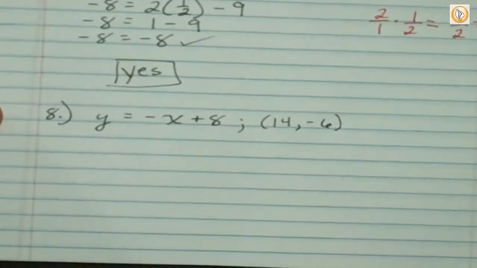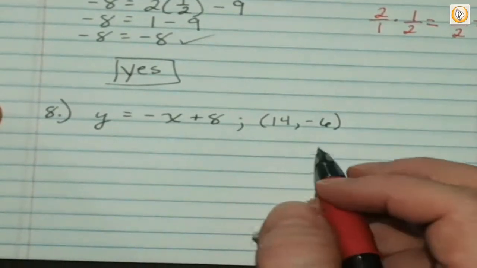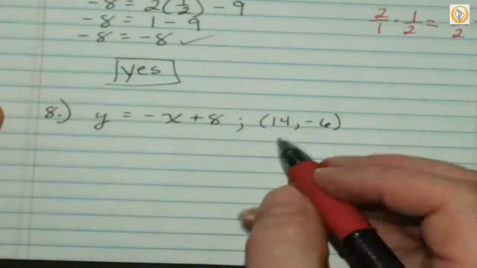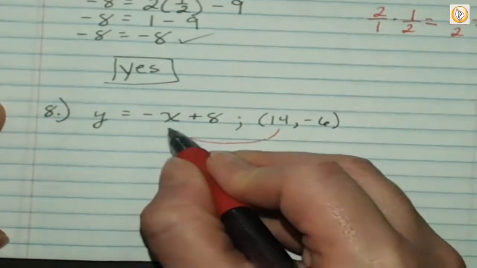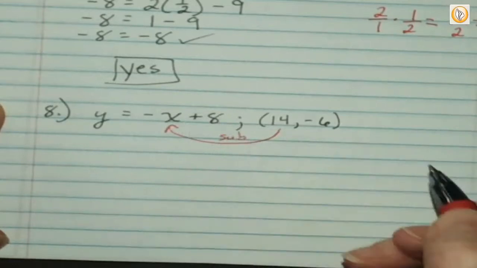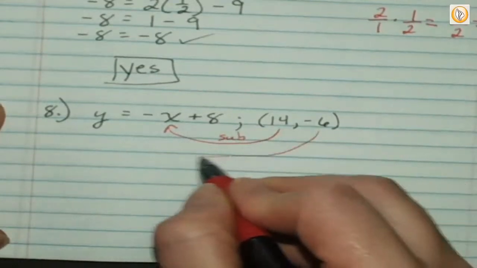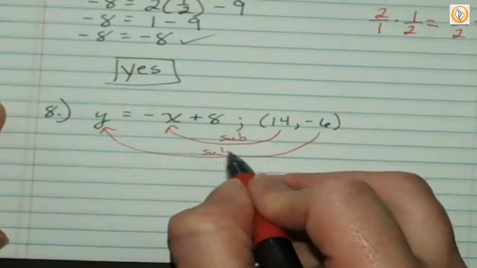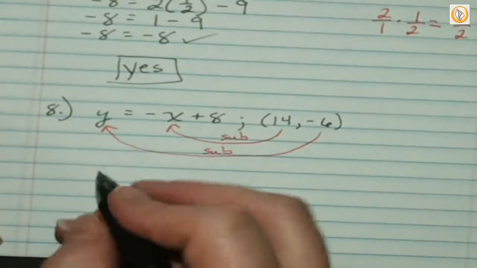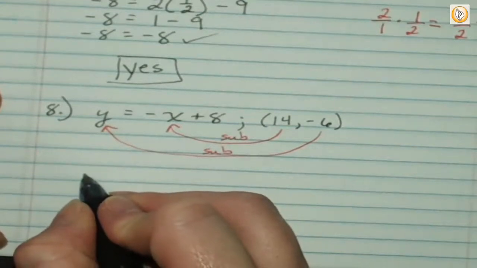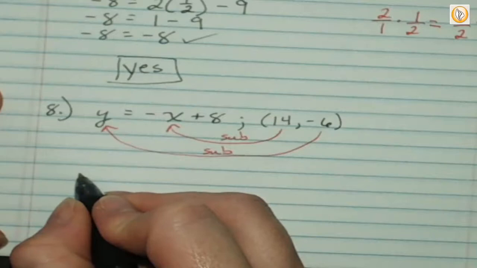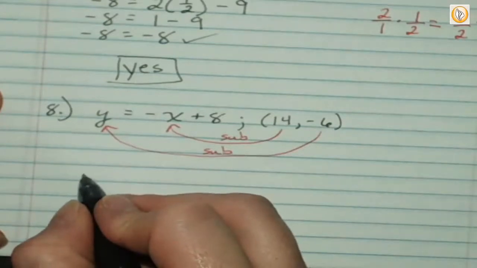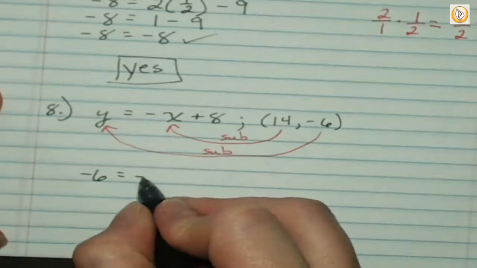Michaela, how do I solve this? Replace x with 14. You're putting the 14 in place of the x, and the negative 6 for the y. That's right. Okay, so what would my new equation look like? Negative 6 equals negative 14 plus 8.